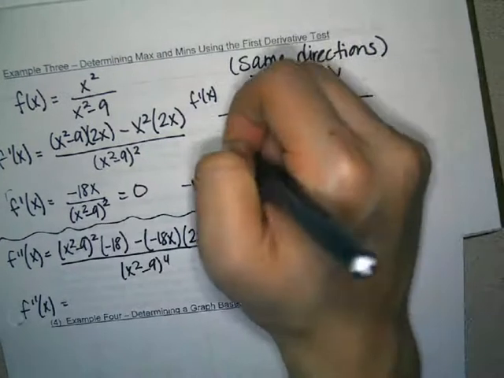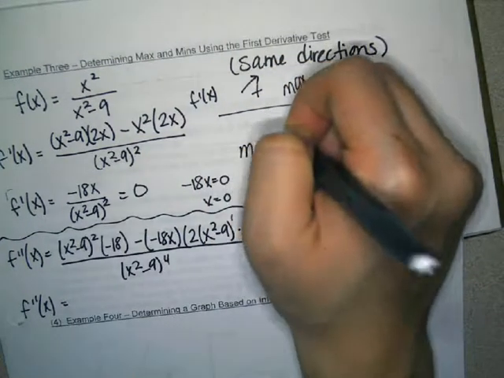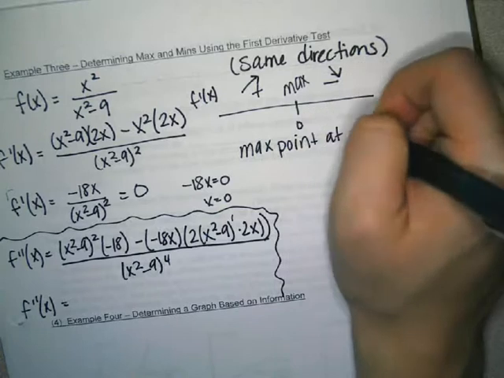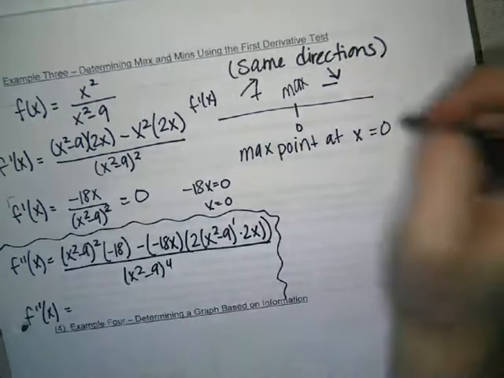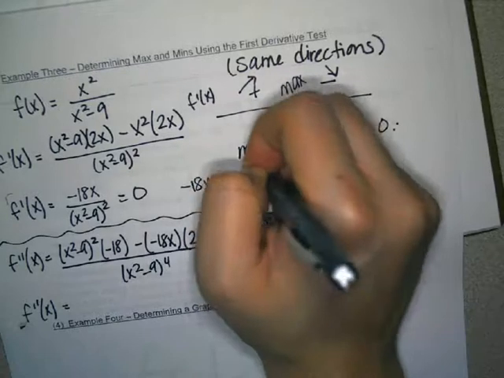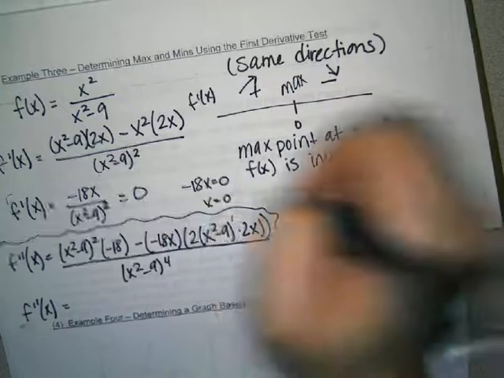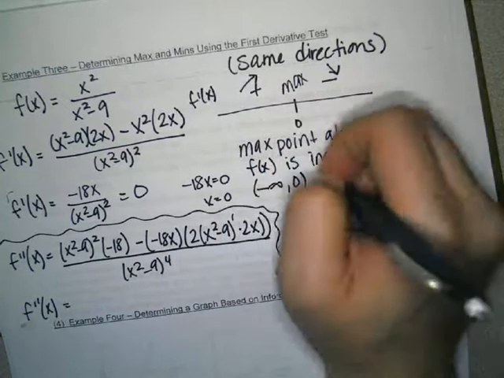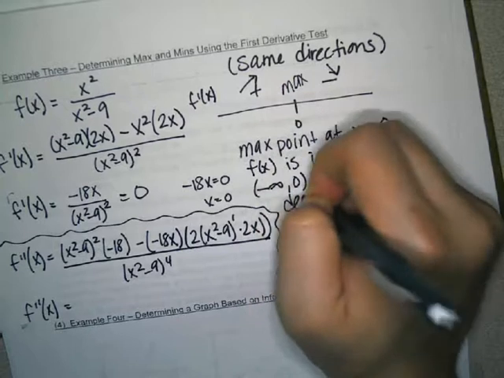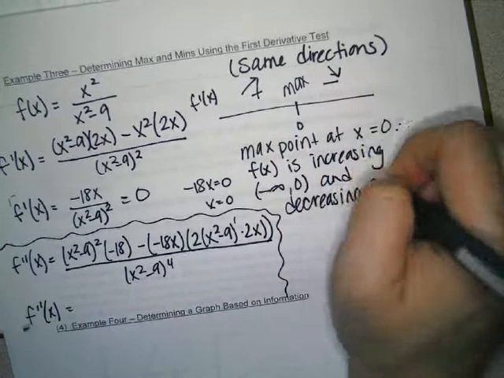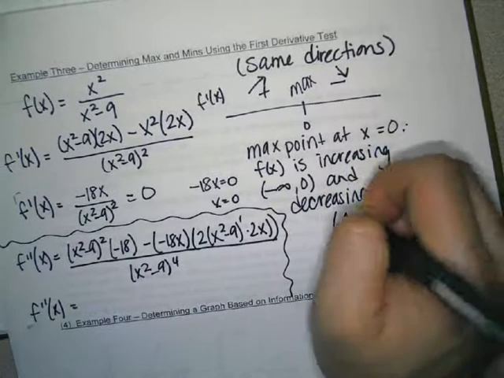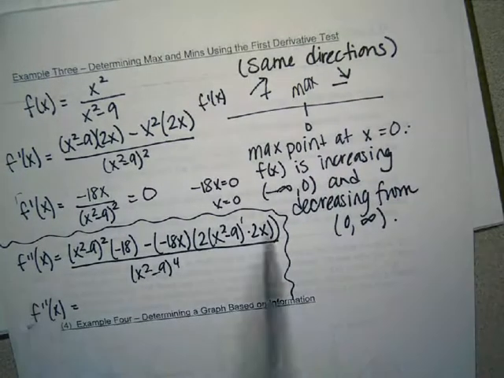So you would say we have a max point at x equals 0, and f of x is increasing from negative infinity to 0 and decreasing from 0 to infinity. And we'll revisit this one. I'll clean it up a bit, and then we'll do it for a review. Okay, so that's D9, and our last standard for this unit.